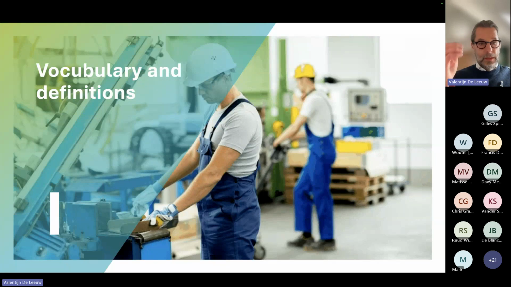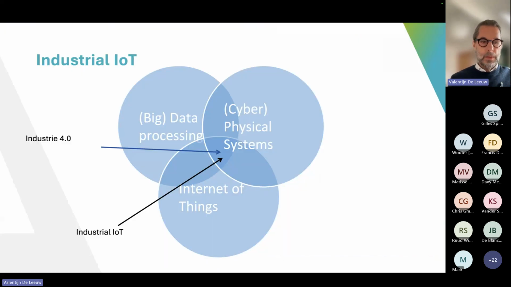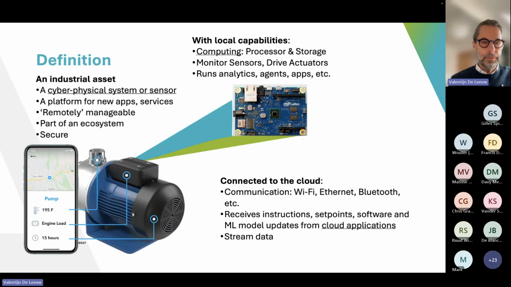All right, so let's get started with the definition. Industrial IoT is somewhere at the crossroads of big data processing, Internet of Things, and physical or cyber-physical systems. And you find also Industry 4.0 or smart manufacturing in the same corner.